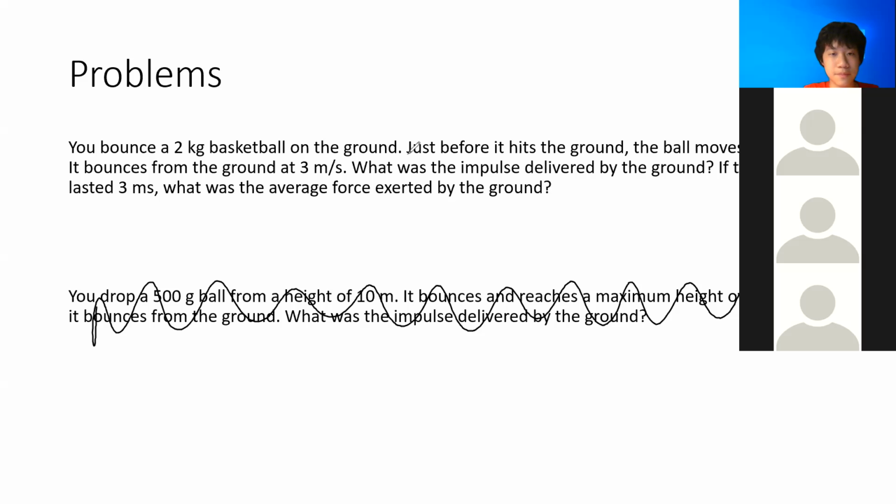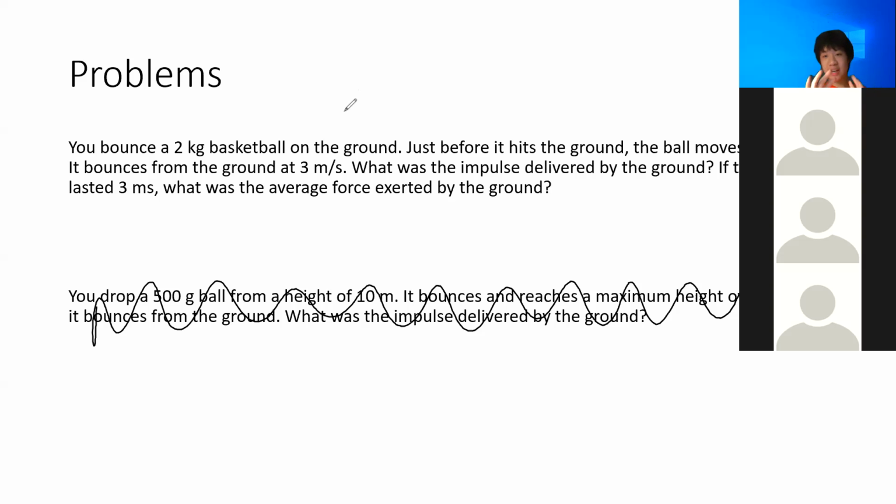All right, so it seems like this problem is a little tricky for people. And this kind of problem is actually very, very common with momentum. It's actually very tricky. So let's read this problem. You bounce a 2-kilogram basketball on the ground. Just before it hits the ground, the ball moves at 6 meters a second, and bounces from the ground at 3 meters a second. What was the impulse delivered by the ground?